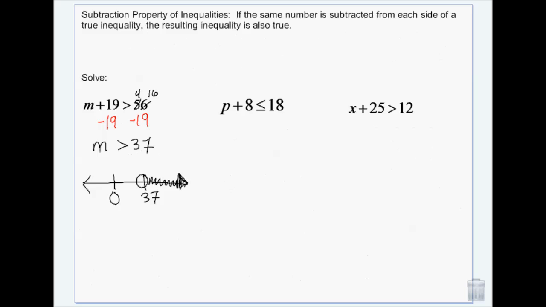So if we're doing the same thing for the subtraction property, it won't change just because we subtracted from each side. We've got that. So we've solved it, we've graphed it, and then we put it into set builder notation.